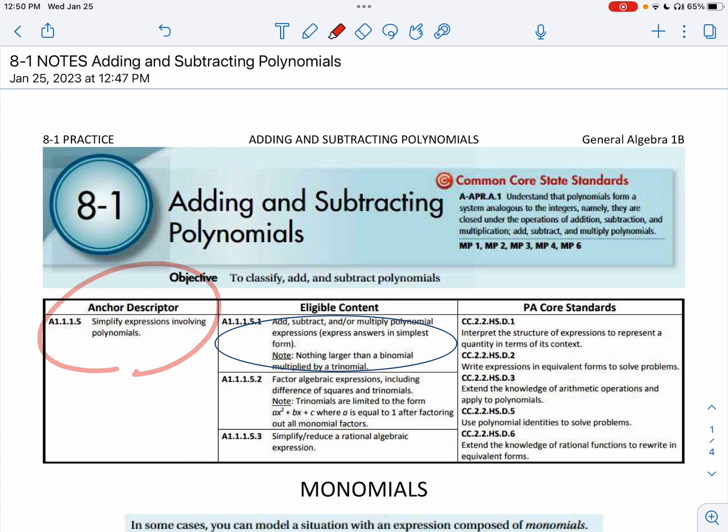So today we can see that we have moved to a new anchor description. We're going to simplify expressions with polynomials. You can see the eligible content right here from the Keystones, the Common Core state standards, and our goal for today, to classify, add, and subtract.